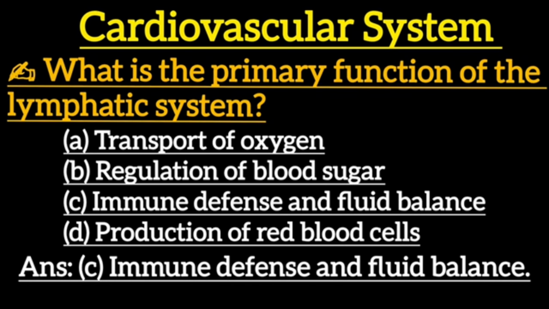Next one is, what is the primary function of the lymphatic system? Option A, transport of oxygen. Option B, regulation of blood sugar. Option C, immune defense and fluid balance. Option D, production of red blood cells. Correct answer is option C, immune defense and fluid balance.